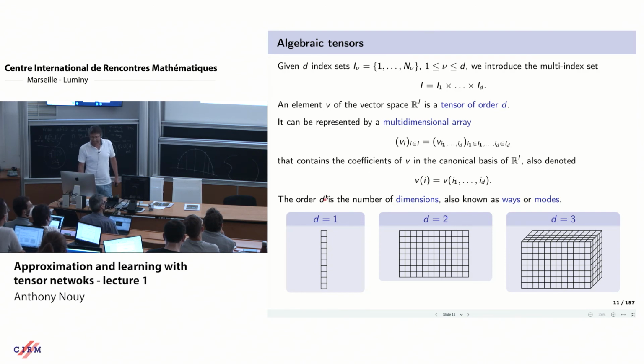The order D is also sometimes called the dimension, depending on the field, dimension of the tensor. And we call also the different dimensions the ways or the modes in other disciplines. Okay, so I will essentially call this the order of a tensor, but it has other names in other disciplines. So here you have an illustration of a one-dimensional array, which is a representation of a vector. Here, representation of a matrix, and a representation of a three-dimensional array.